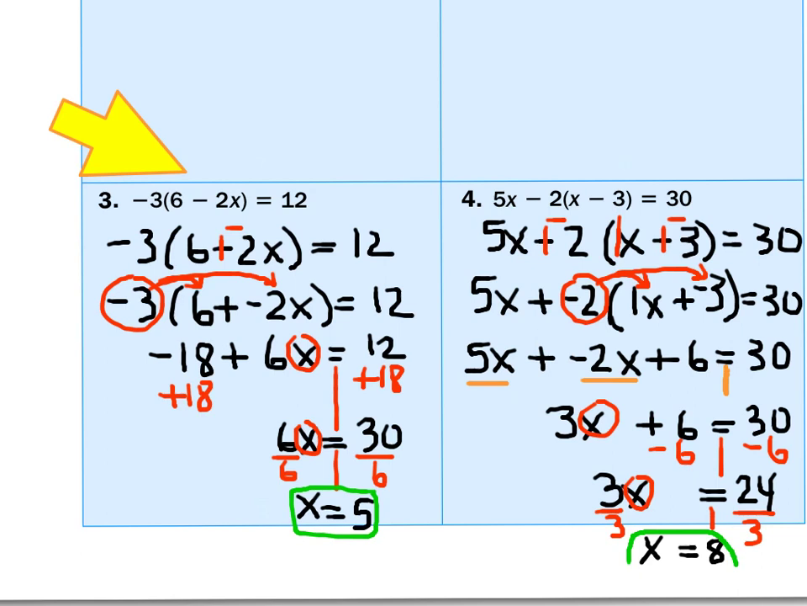Okay, now notice how I used orange. I put a little orange wall down, and then I noticed that 5x and negative 2x are on the same side of the wall, and that means they want to join together. So 5x plus negative 2x made 3x, and then I let the addition sign come down, the 6 came down, the equal sign came down, and the 30 came down. And now, with my red, I'm ready to start destroying things.